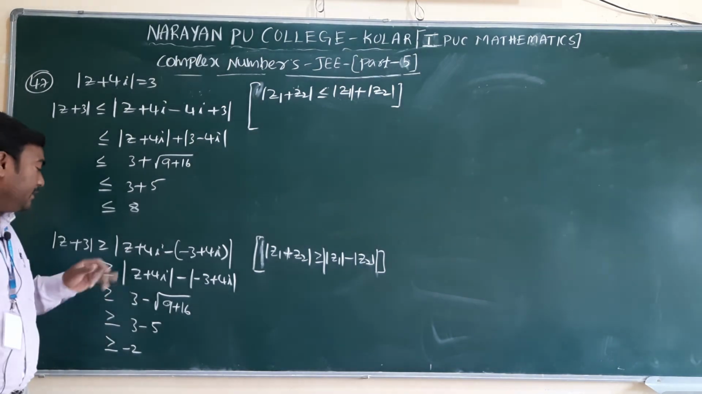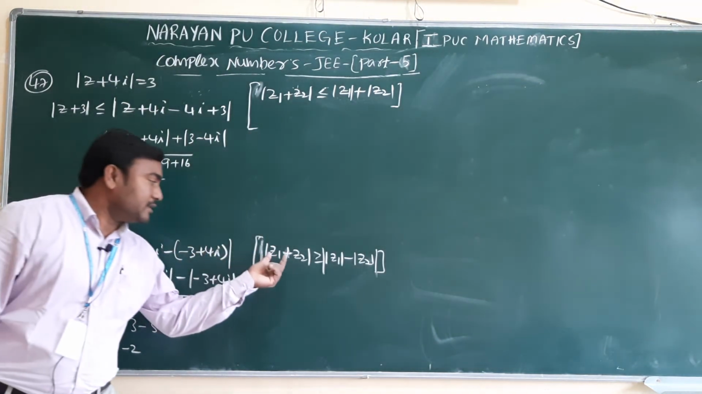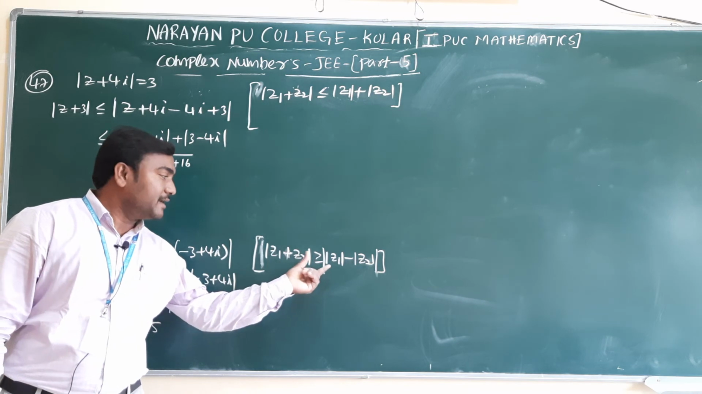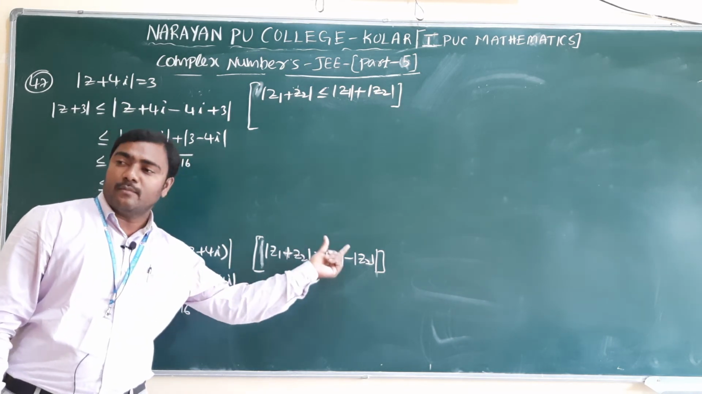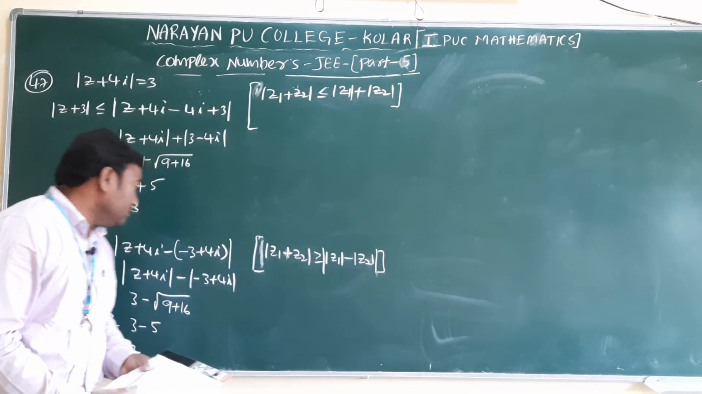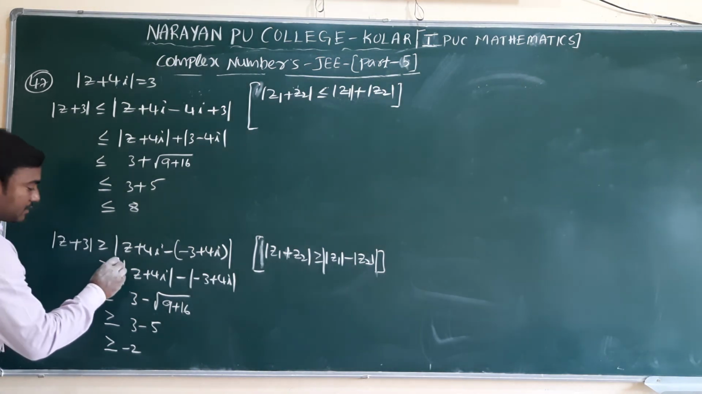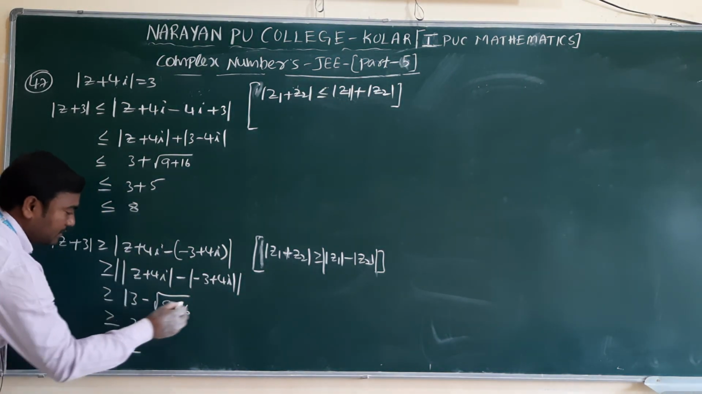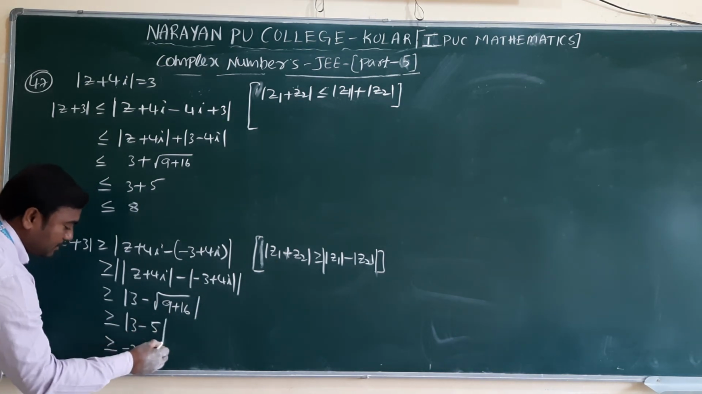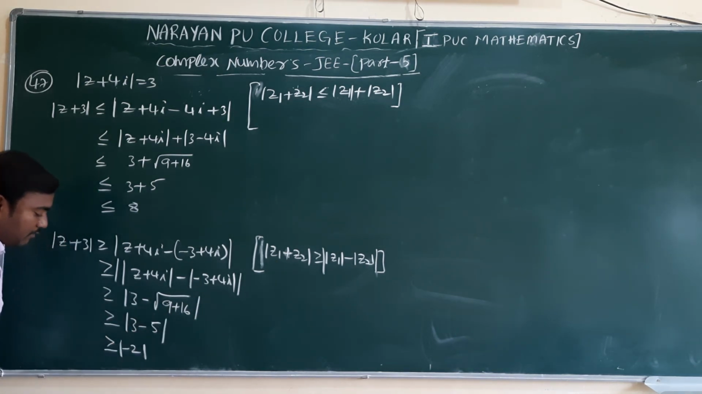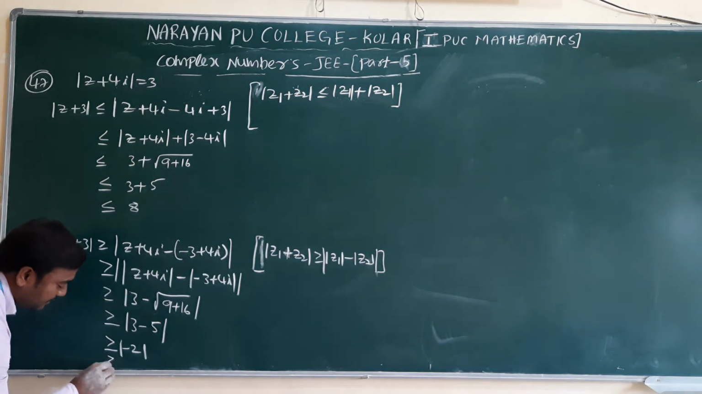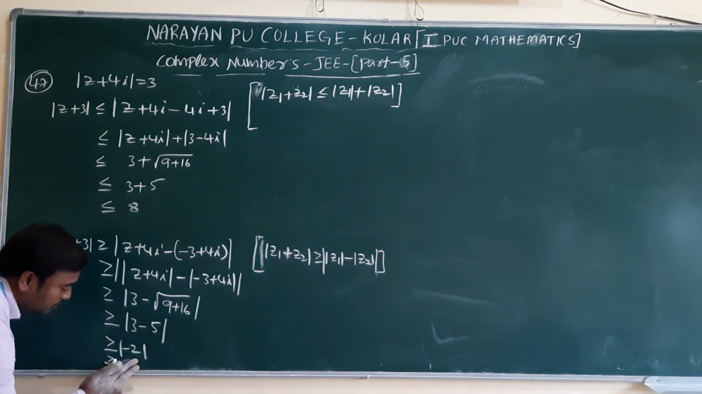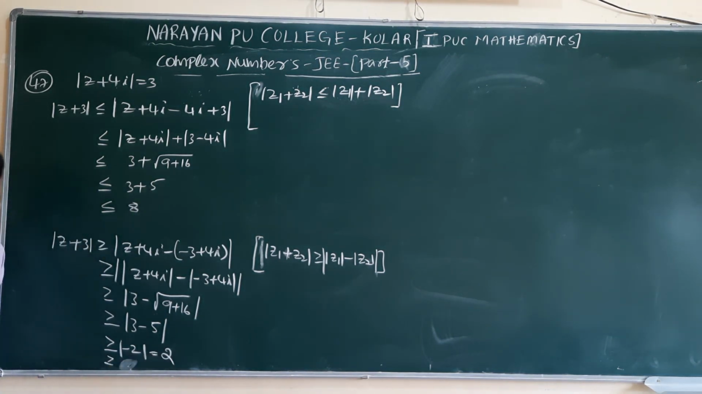Okay, here the formula should be like this: modulus of z1 plus z2 is greater than or equal to modulus of mod z1 minus mod z2. Here I have taken modulus, again here I have taken modulus. Here modulus of minus 2, what do we get here? Modulus of minus 2 is greater than or equal to plus 2 only. We have to take 2 only.